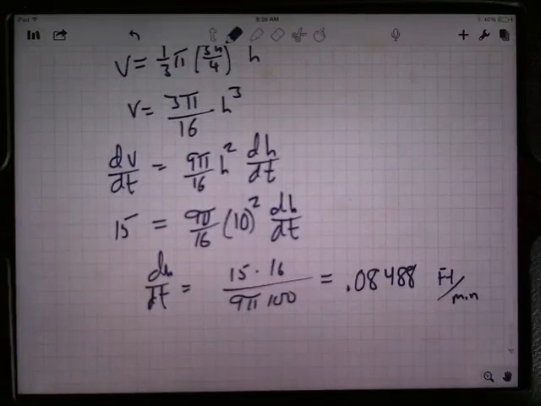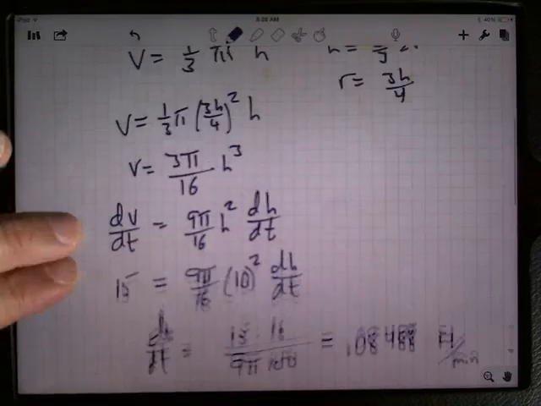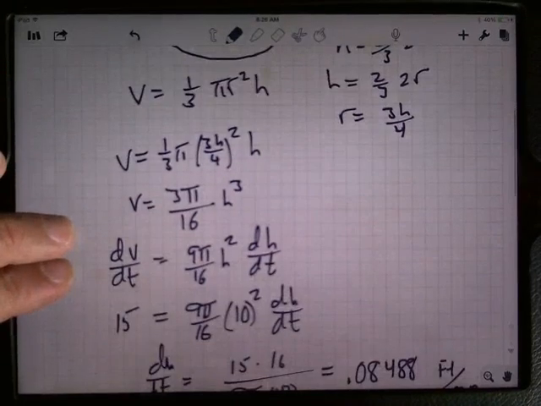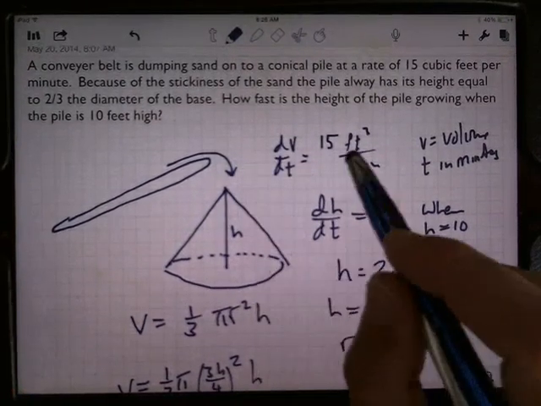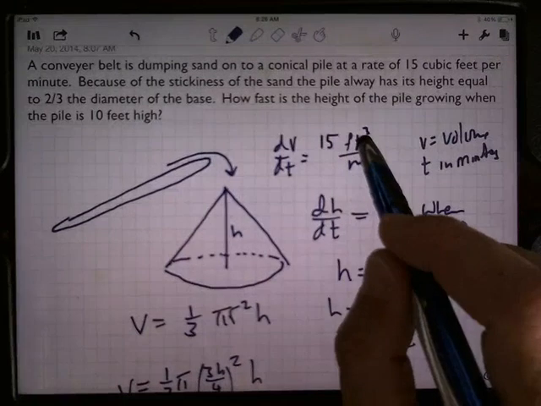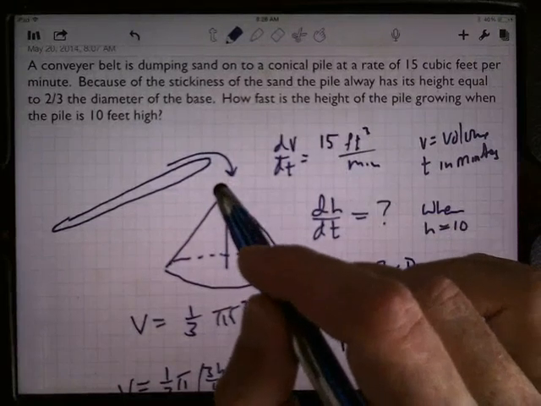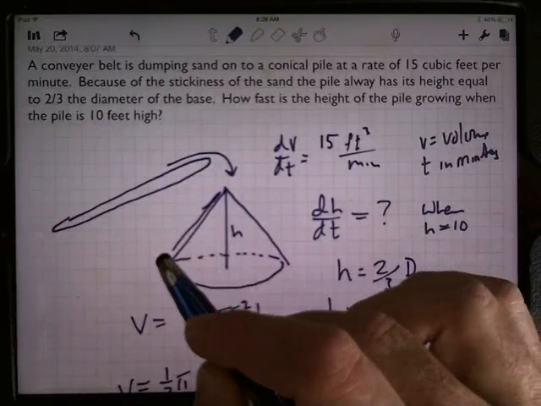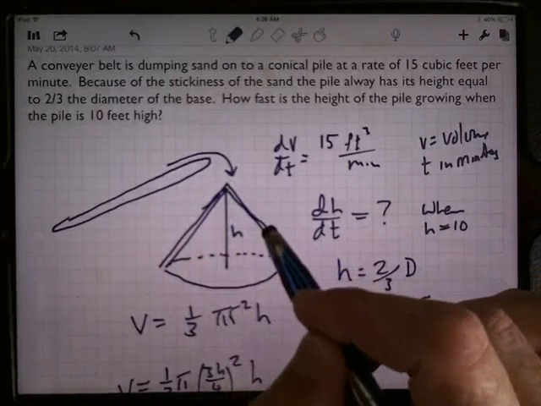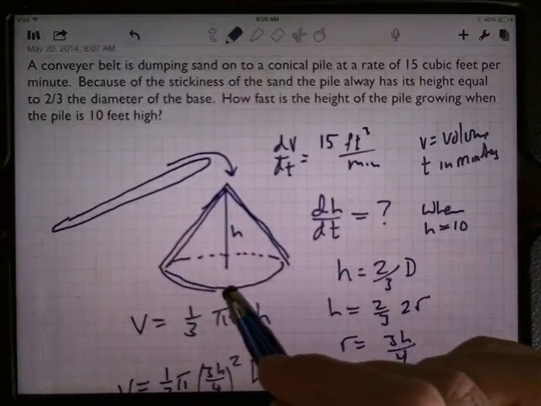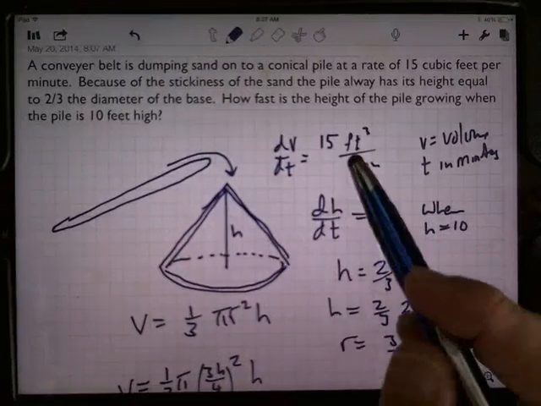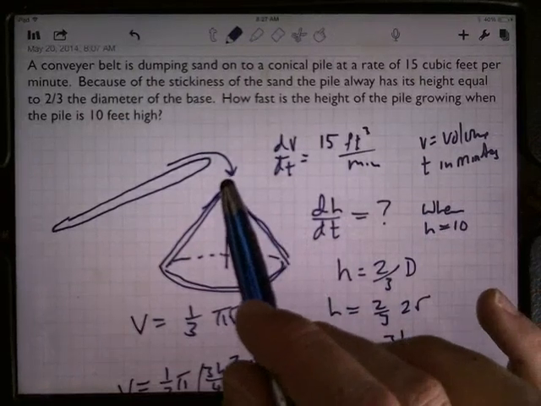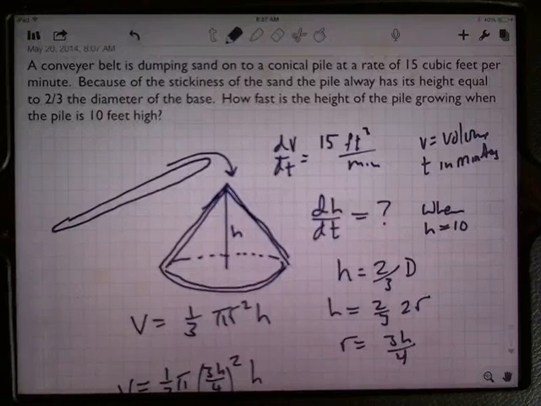So not particularly fast, but by the time you've got a pile that's 10 feet tall, that's a big pile. When you dump sand on this, every minute 15 cubic feet gets dumped on and covers up the outside, so you get a really thin layer of new sand every minute. Only 15 cubic feet, and so the change in the height there is just a very small change in height at that point.